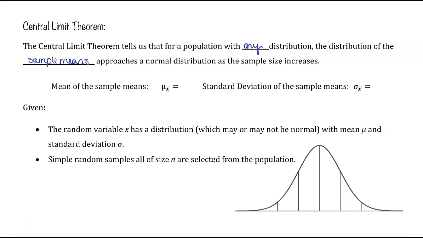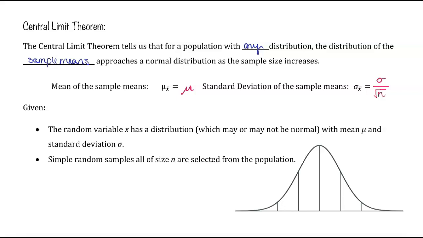We use the notation mu sub x bar to notate the mean of the sample means, and it will be equal to the mean of the population. For the standard deviation, we use the notation sigma sub x bar, and it's equal to the standard deviation of the population divided by the square root of the size of the samples.